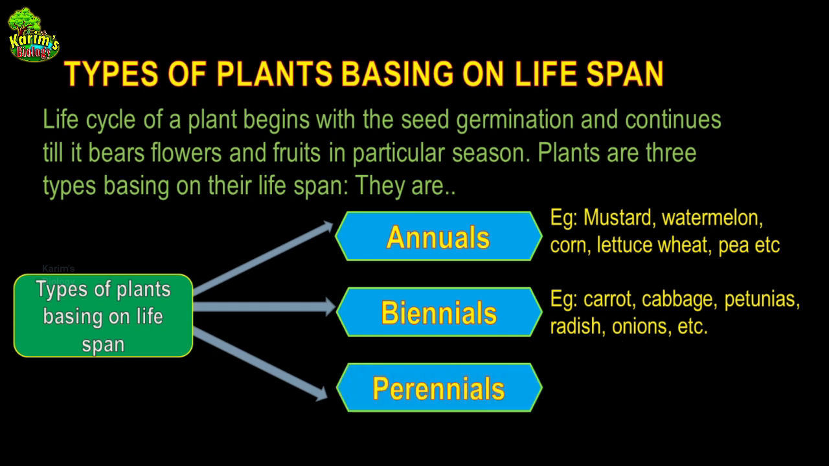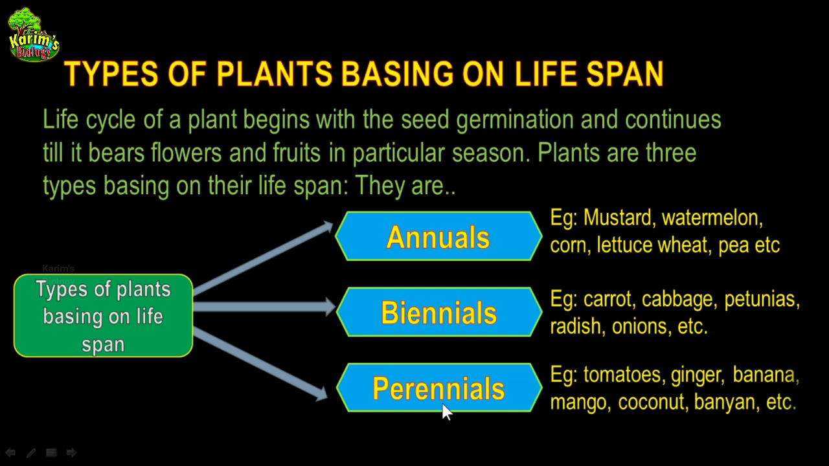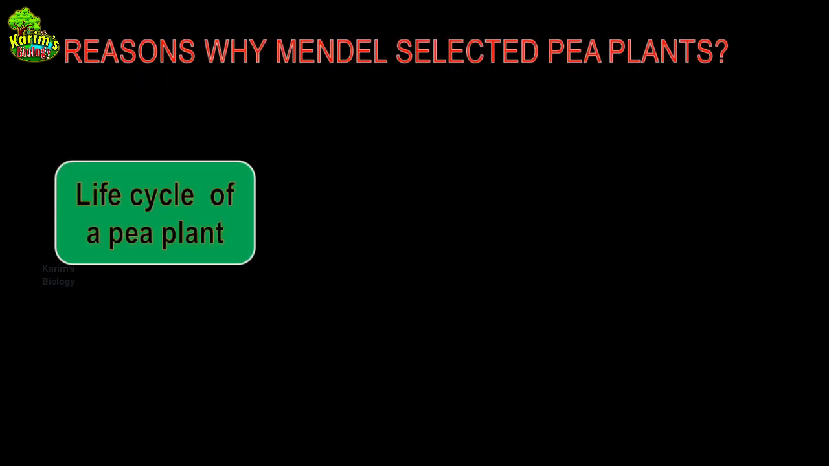And the last category are perennials or perennial plants. Peri means so many. Perennial plants are the plants which take more than 2 years to complete their life history. They may take 3 years, 4 years, or some plants turn into very huge trees which can survive for 100 years, 200 years, 300 years also. Examples are tomatoes, ginger, banana, mango, coconut, banyan, etc. So this is the classification of plants basing on the lifespan.